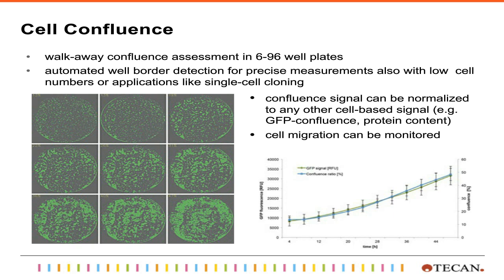It has automated well border detection for even more precise measurements, which is especially useful when you are working with low cell numbers or applications like single cell cloning. The confluence value can be used to normalize any other cell associated signal. For example, as the graph here on the right side shows, a correlation between cell associated GFP signal and confluence over a period of multiple days. So this is a standard way to use the confluence function as a way of normalizing cell related signals to the growth of the cells.